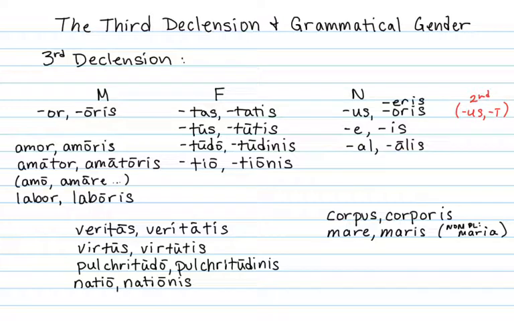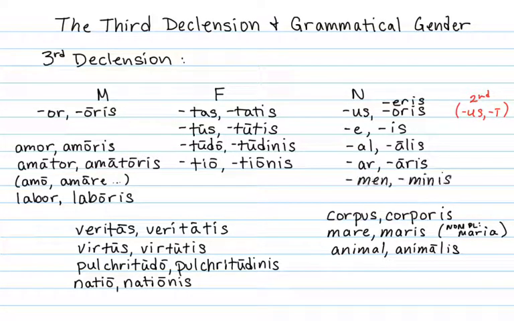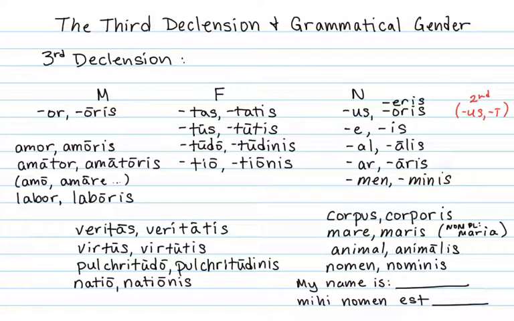Another pattern that's neuter is al, alis, as in animal, animalis. Also ar, aris, as in exemplar, exemplaris. And men, minis, as in nomen, nominis. If you want to know how to say my name is in Latin, it's mihi nomen est. Literally, the name to me is.